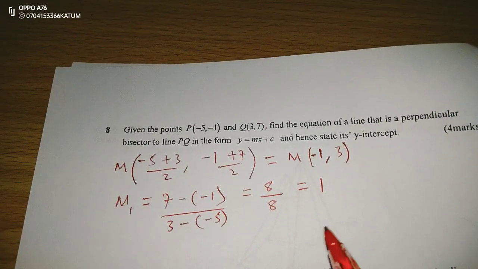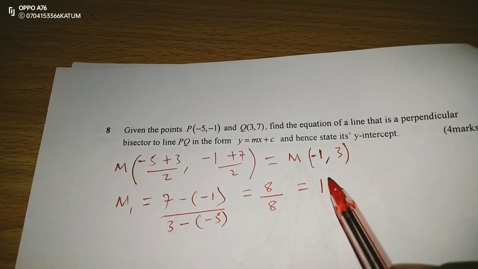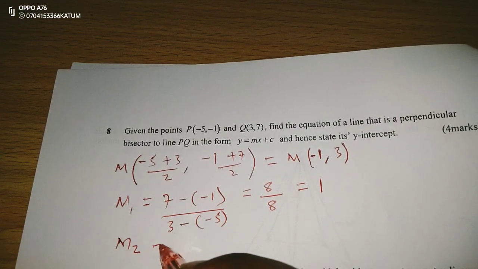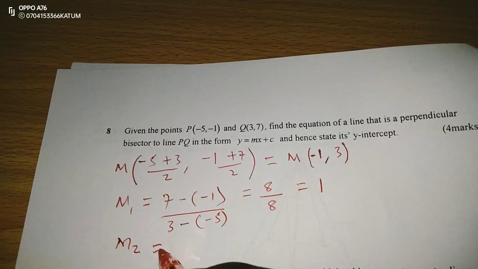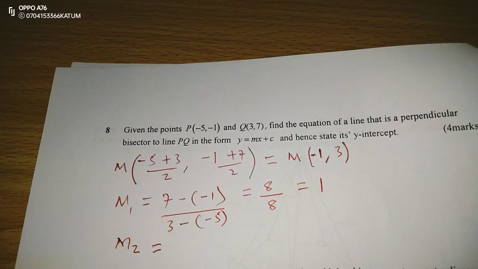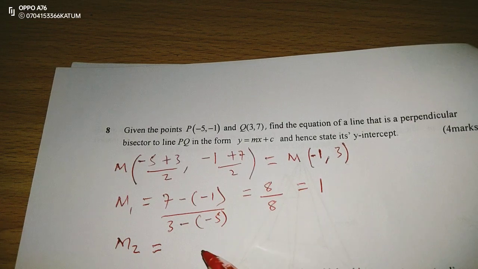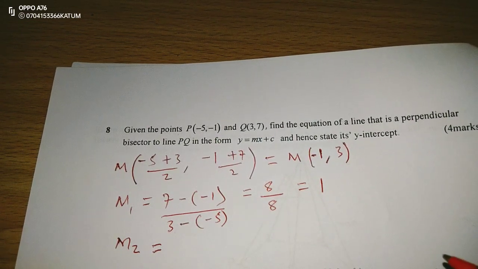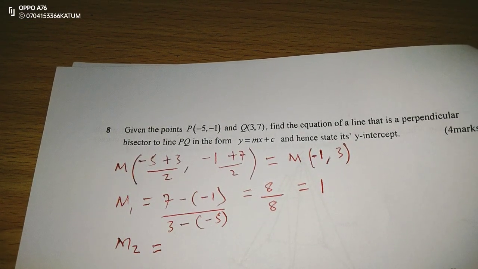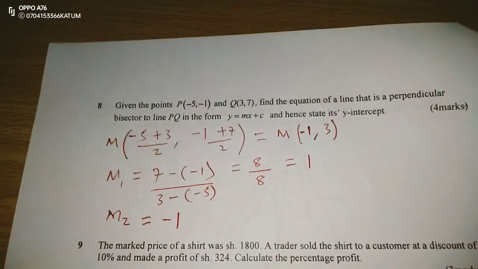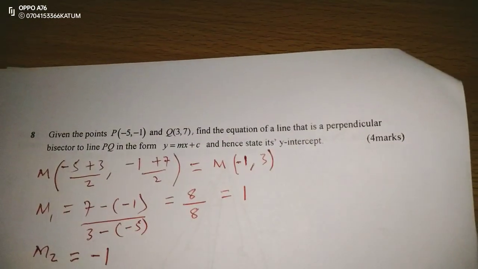Therefore now, we have the gradient of the first line, PQ. So the second gradient of the perpendicular bisector to PQ is going to be such that when we multiply the first gradient and this second gradient, we get -1. That is a rule for perpendicular lines. Therefore, the line will have a gradient of -1, now that it has to be multiplied with 1 to give us -1.